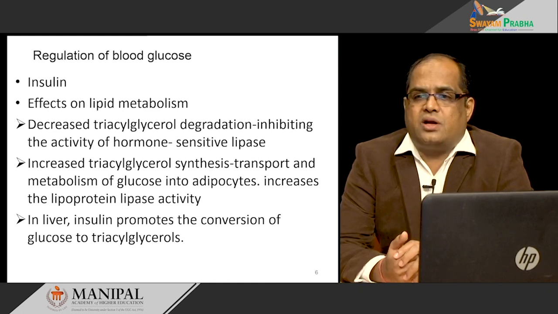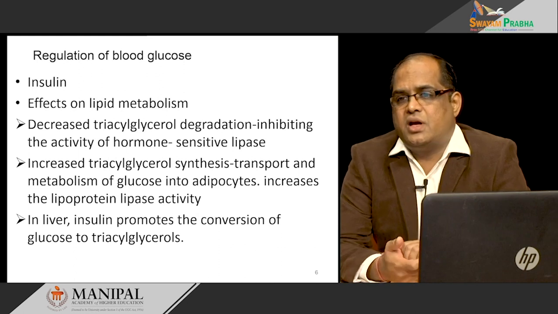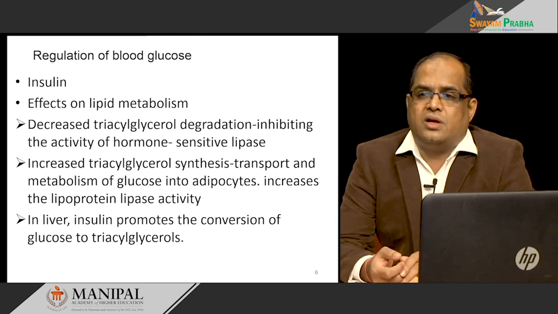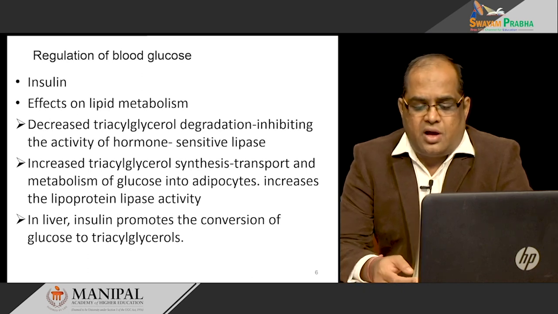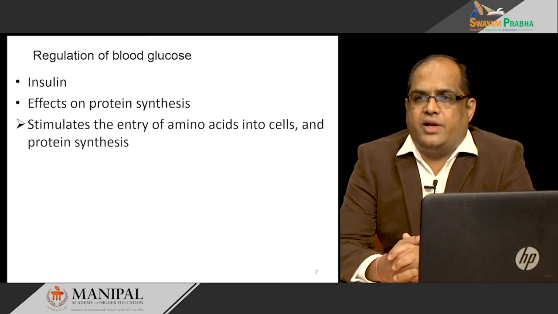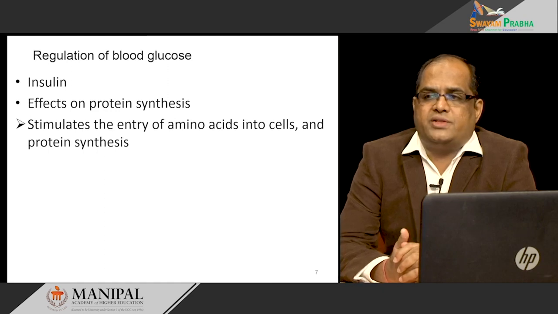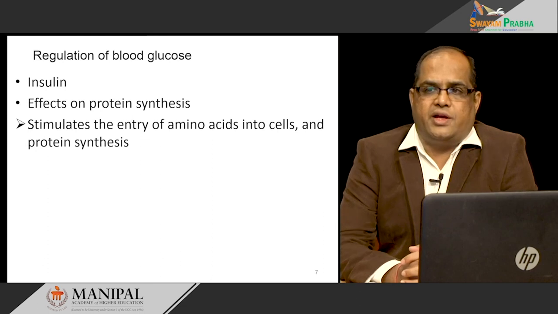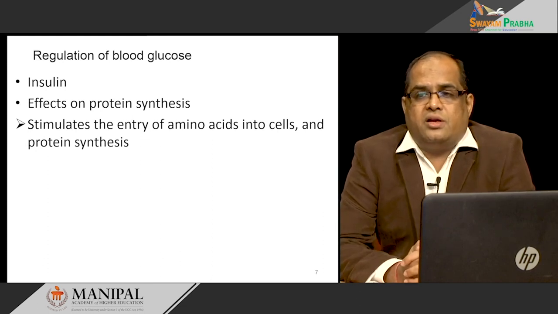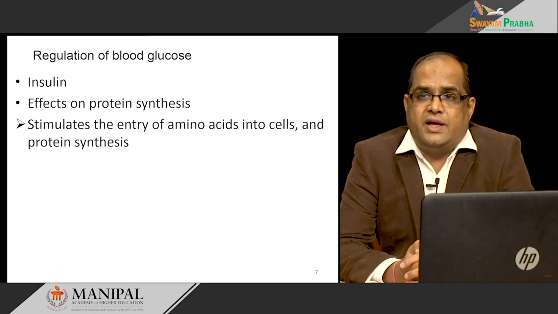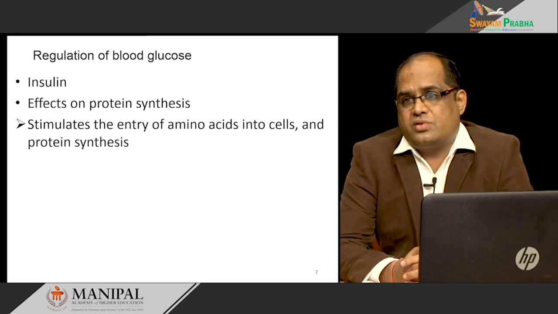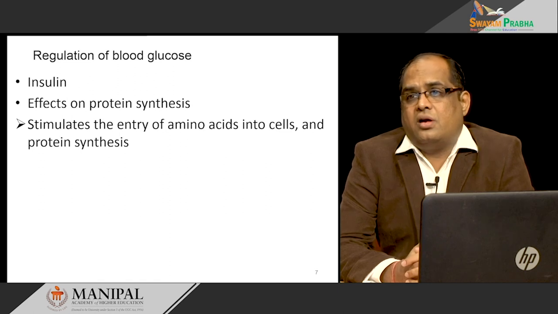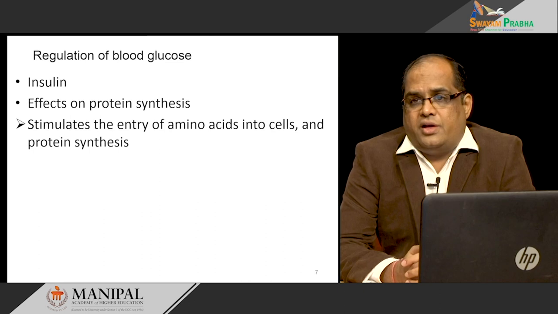In the liver, insulin promotes the conversion of excess glucose into triacylglycerol, as I just discussed, by synthesizing fatty acids, then binding with glycerol to form triacylglycerol and storage in the adipocytes. What is the effect on protein synthesis? Insulin stimulates the entry of amino acids into the cells and helps in the synthesis of proteins. All the anabolic reactions take place in the presence of insulin, because insulin is present in the high energy state, when glucose is high. Glucose is the primary source of energy, and whatever proteins are utilized during starvation or fasting conditions are all replenished back during the high insulin condition.